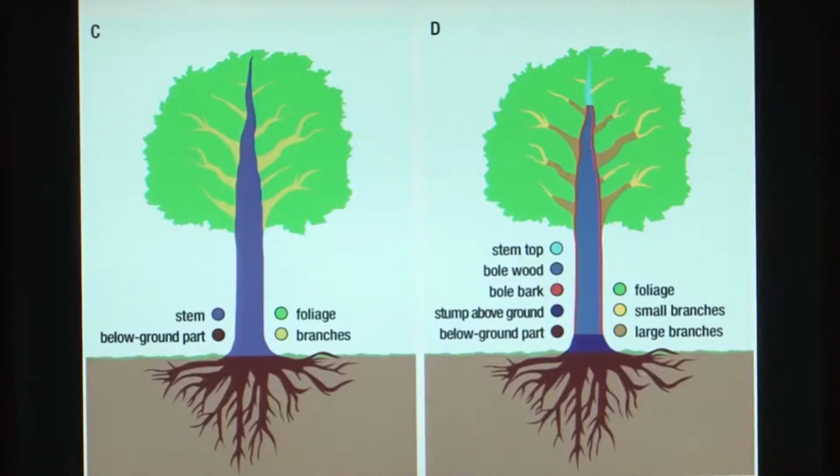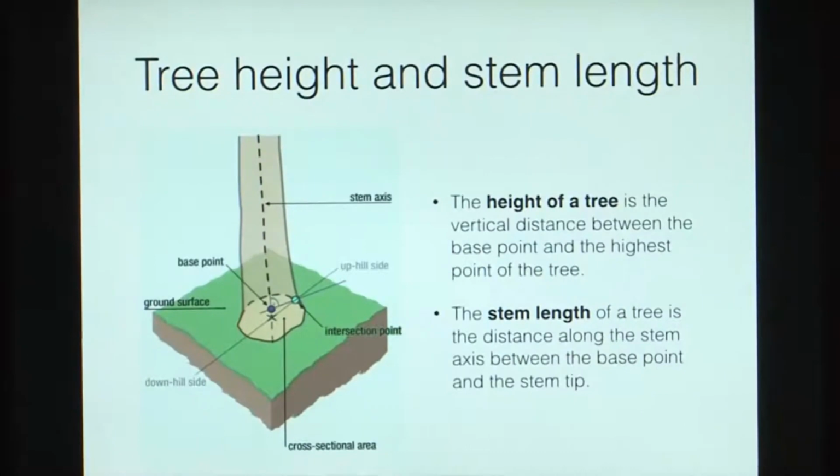Once we have done this, when we talk about a tree height, what do we mean by a tree height? If you look at the definitions, the height of a tree is the vertical distance between the base point and the highest point of the tree, whereas the stem length of a tree is the distance along the stem axis between the base point and the stem tip. So, what do we mean by that? Let us consider a tree.